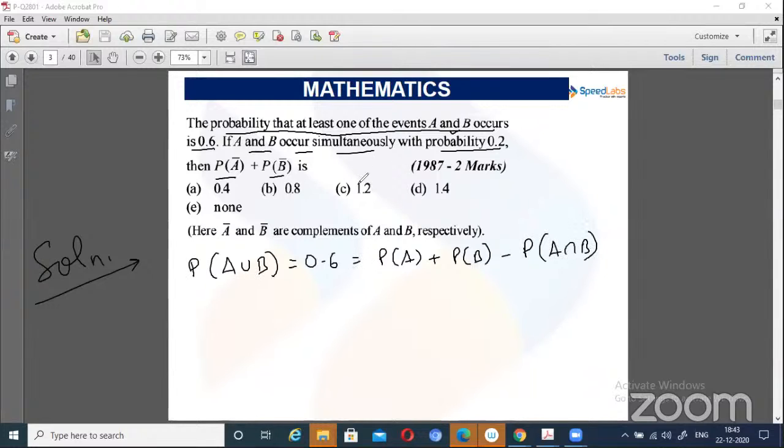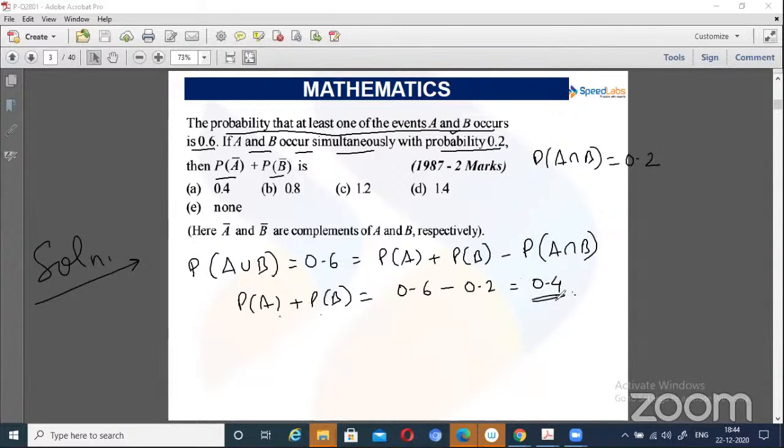That is equal to 0.6, and both occur simultaneously means A intersection B is 0.2. So what will PA plus PB be? PA plus PB is equal to 0.6 minus 0.2, which is equal to 0.4. So we have PA plus PB. What we need to find is PA complement plus PB complement. PA complement is 1 minus P of A, and B complement is 1 minus P of B. So we need the value of 2 minus (PA plus PB).